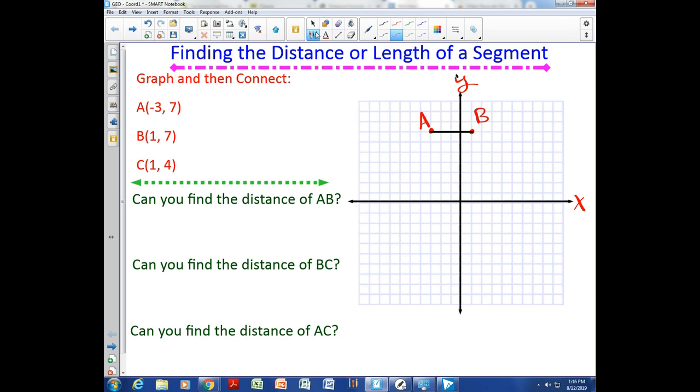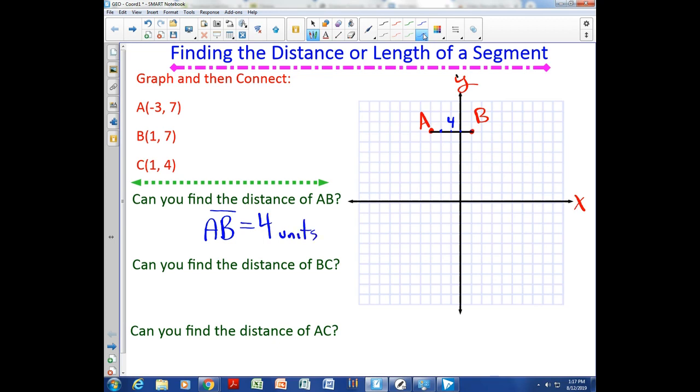So the easiest way to find the distance of a horizontal line segment in coordinate geometry is to count. From A to B is 1, 2, 3, 4. The measure of AB, quite simply, is 4 units.